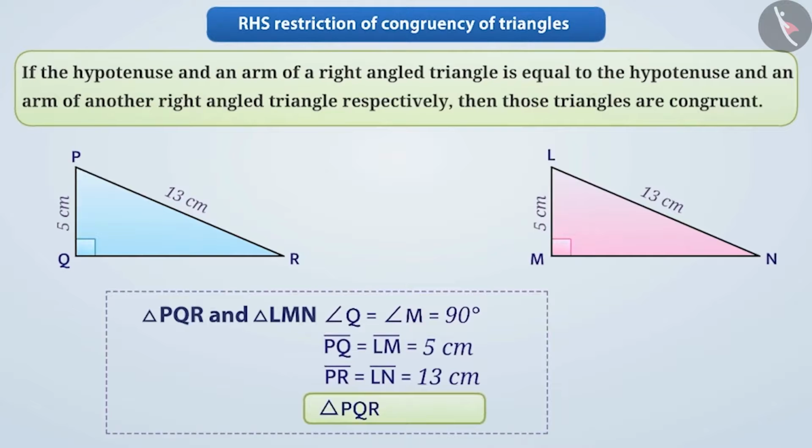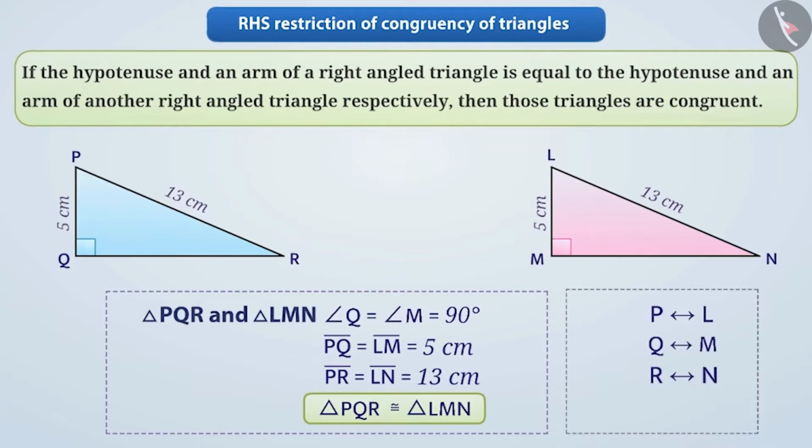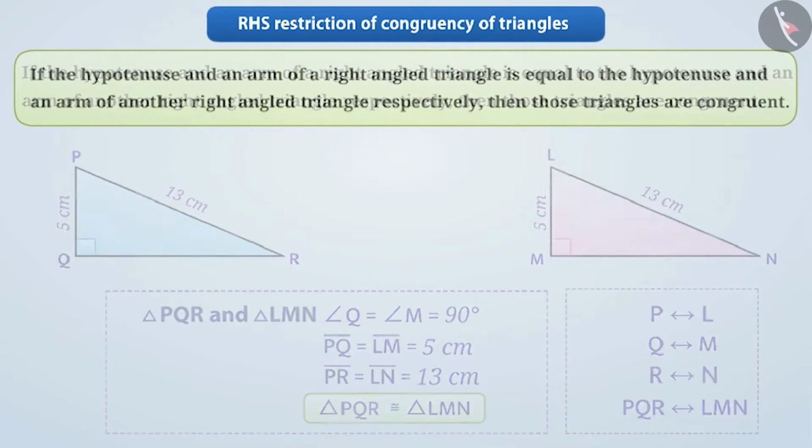In geometry, we say that triangle PQR and triangle LMN are congruent. Here the congruency is such that it tells us that P corresponds to L, Q to M, and R to N. Therefore, the relation of congruency can be written as triangle PQR is congruent to triangle LMN.